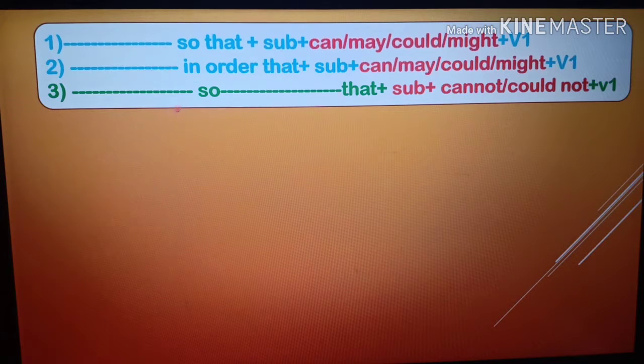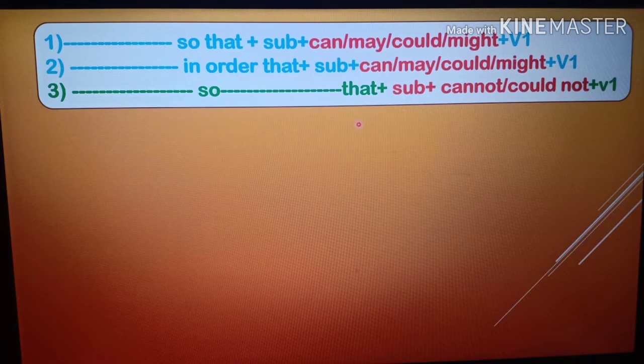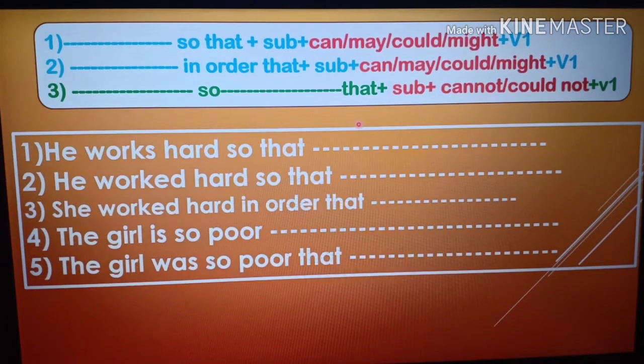And the third one, so ... that. This is not so that, so ... that. And the structure of so ... that is after that plus subject plus cannot or could not. Cannot will be used for present tense and could not will be used for past tense. So, dear students, these are the examples.